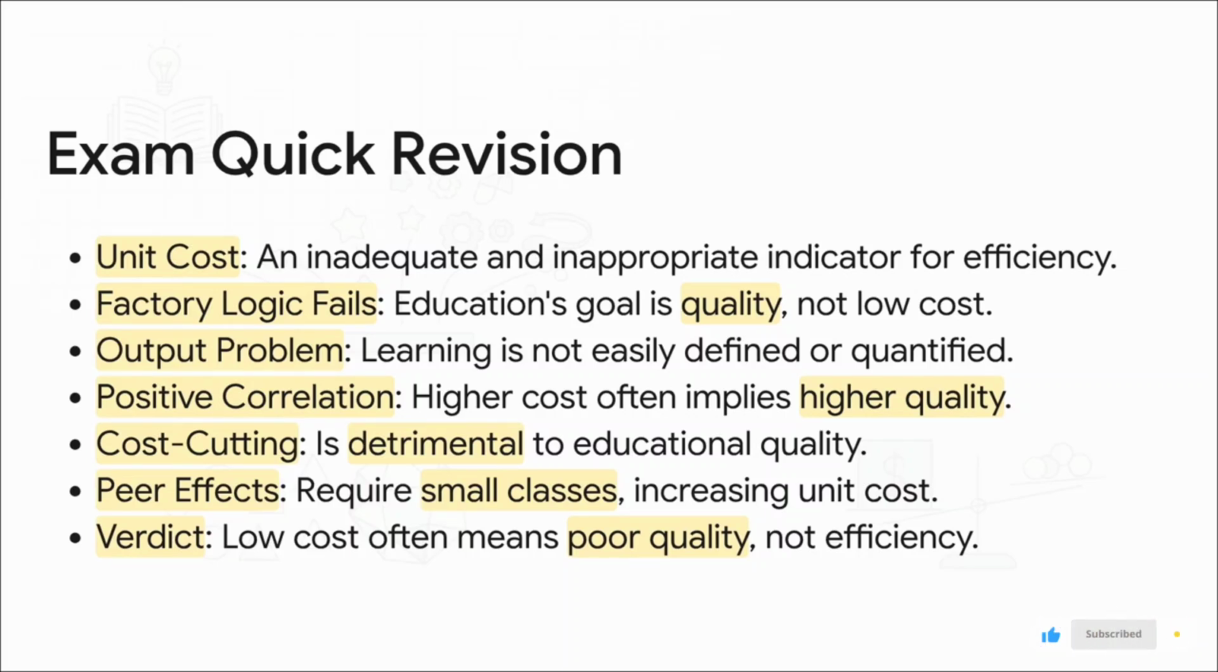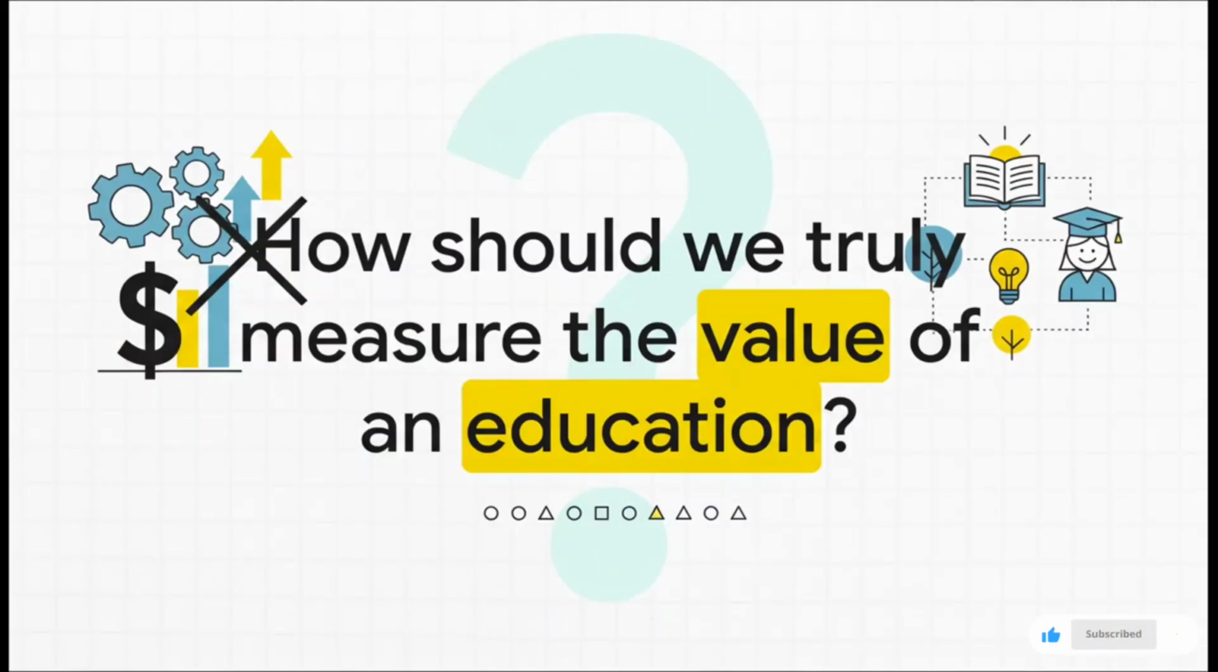This all builds to your final verdict. Low cost in education rarely means high efficiency. It usually just means low quality. And that leaves us with one last huge question. If cost per student is so flawed, how should we be measuring the real value of an education? Now, the answer to that is complicated. It involves things like long-term student success and contributions to society. But for now, you have everything you need to completely deconstruct this faulty idea in your exam.